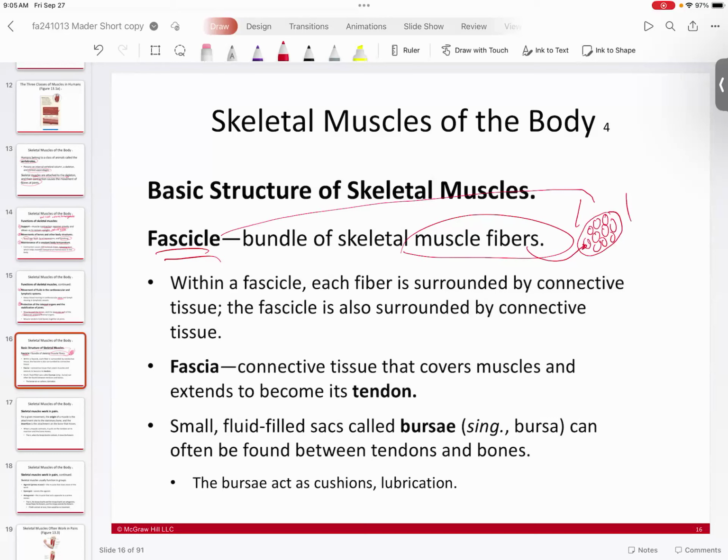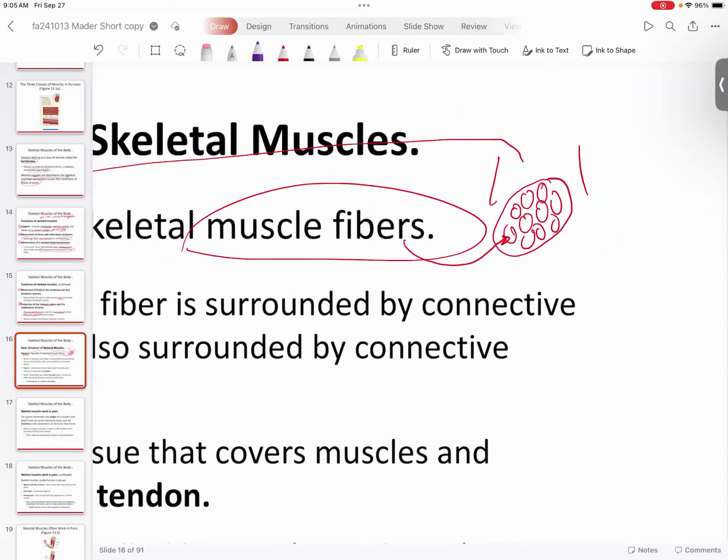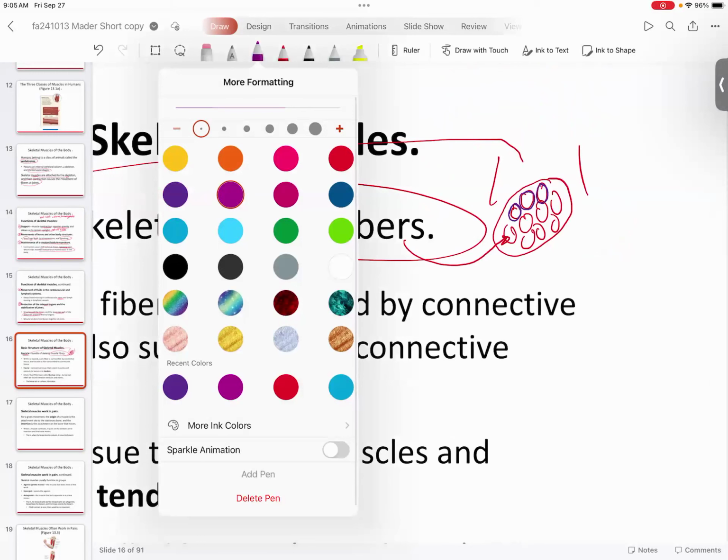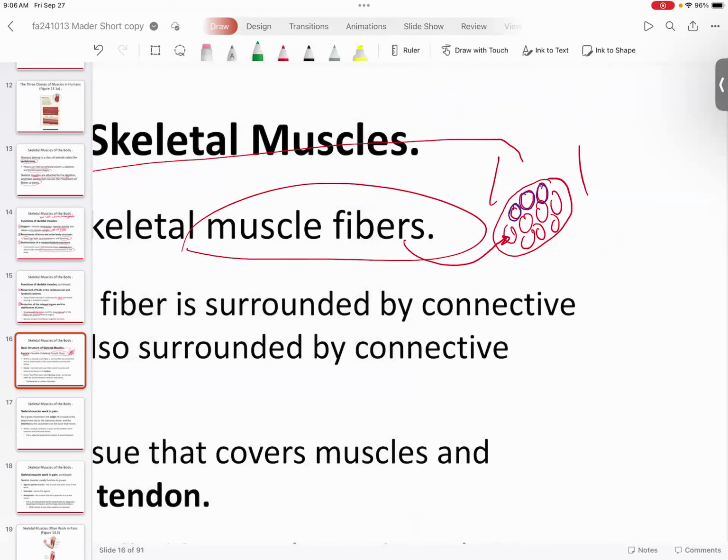Now, generally within a fascicle, each fiber is surrounded by a little connective tissue membrane, and then the fascicle itself is surrounded by a membrane. So, for instance, I want to see if I can use a different color here. You will have a little liner, a little wrap that wraps around your individual muscle fiber. And then you'll also have another wrap. Let's change colors, go green, something completely different. Then you'll have another wrap that wraps around the fascicle itself.